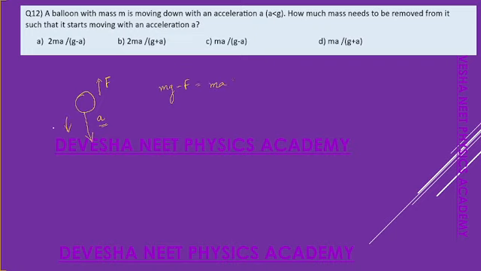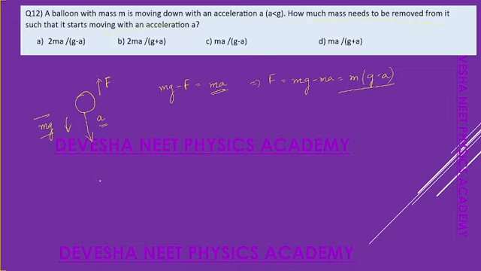Why? Because obviously there is a gravitational force acting on this, and this is equal to mg. Mg minus force, because this force is taking it in the upward direction. This minus this is equal to this. So it means that force is equal to mg minus ma, m of g minus a. Okay. Now it is saying, how much mass needs to be taken out from it so that it starts moving upward with an acceleration of a.